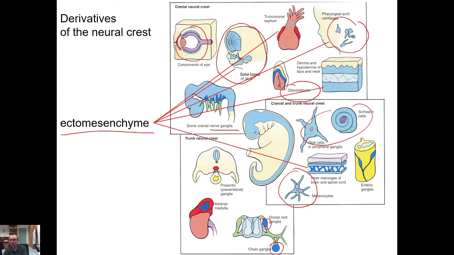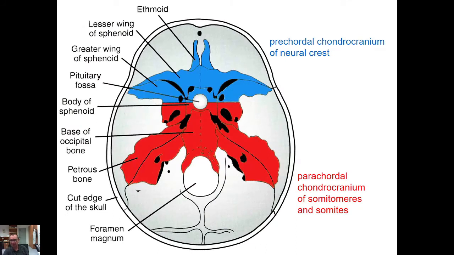So neural crest is the source of ectomesenchyme. And some bones of the skull have got this origin. So some bones of the skull are from ectomesenchyme, derived from neural crest, and other bones are from paraxial mesoderm. When we look at the base of the skull, we can see a clear border between these blue parts, which are from neural crest, and the red bones, which are from paraxial mesoderm. This border is the pituitary fossa, or sella turcica in the sphenoid bone, where the pituitary gland is situated.